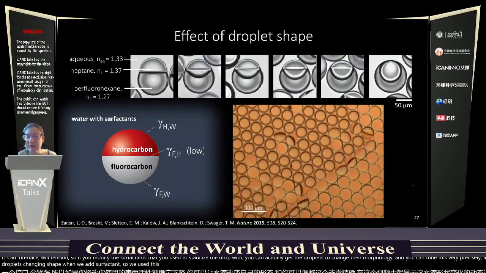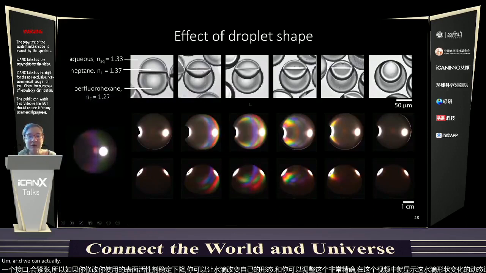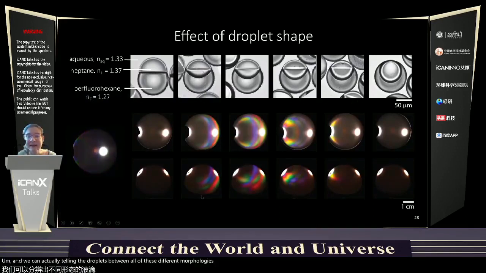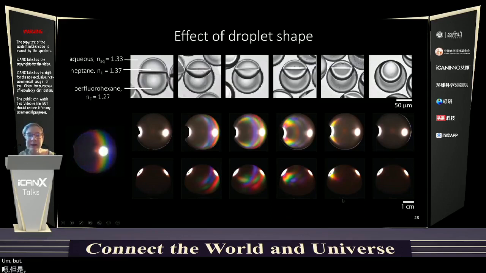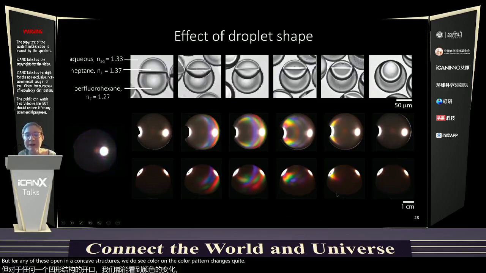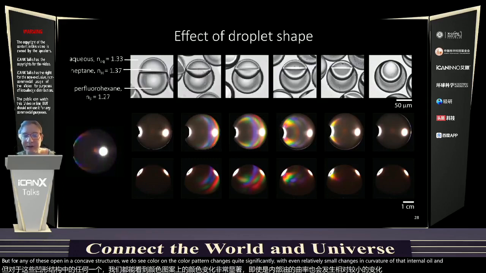So we used this to our advantage, and we can actually tune the droplets between all of these different morphologies and examine their colors. What we see is that for droplets that have a perfectly flat interface between the two oils, there's no color because there aren't multiple paths of total internal reflection to interfere. And when we have a double emulsion, so a sphere inside a sphere, we also don't see any color because the spheres don't support total internal reflection either. But for any of these open concave structures, we do see color, and the color pattern changes quite significantly with even relatively small changes in curvature of that internal oil-oil interface.